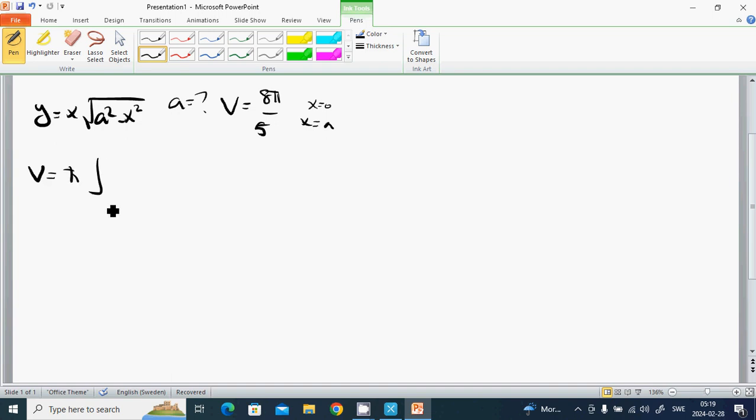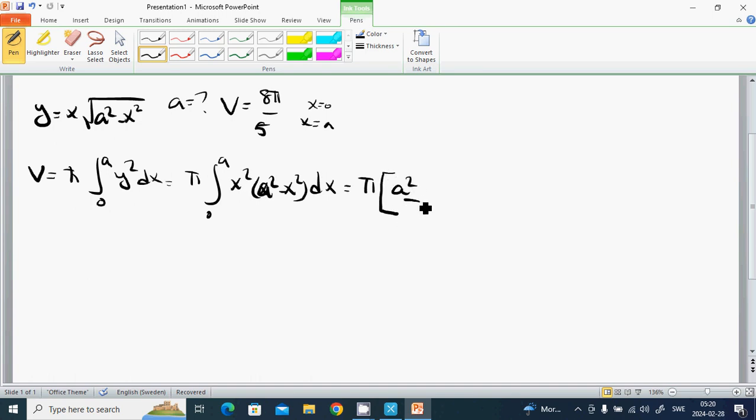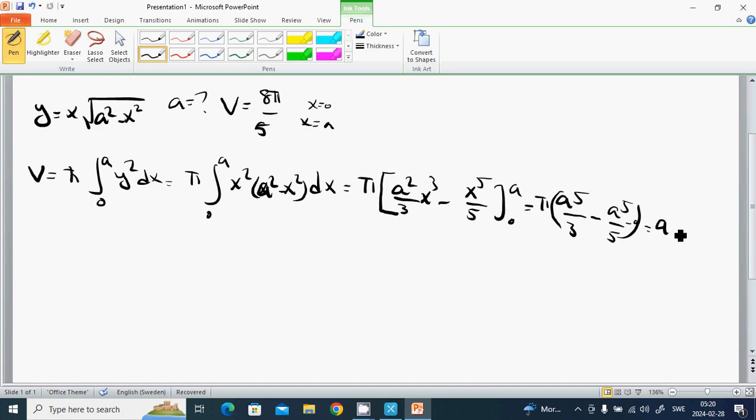Then V equals pi integral from 0 to a of y^2 dx, which is pi integral from 0 to a of x^2 (a^2 minus x^2) dx, which is pi times a^2 divided by 3 x^3 minus x^5 divided by 5 from 0 to a. It is a^5 divided by 3 minus a^5 divided by 5, times pi, minus 0 minus 0. And it is a^5 pi divided by 15 multiplied by 2.